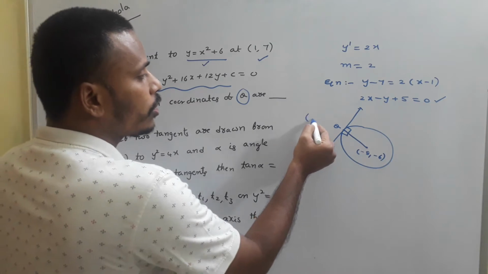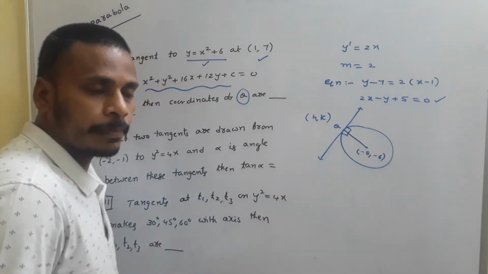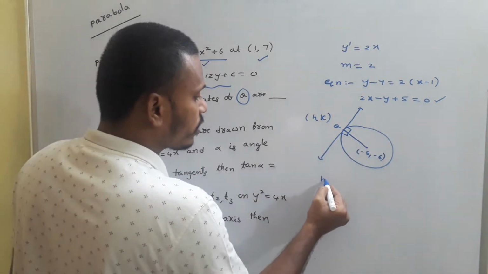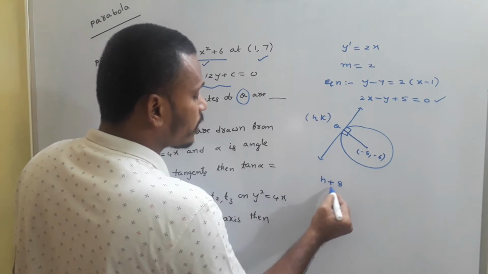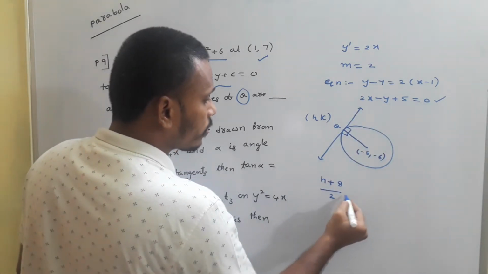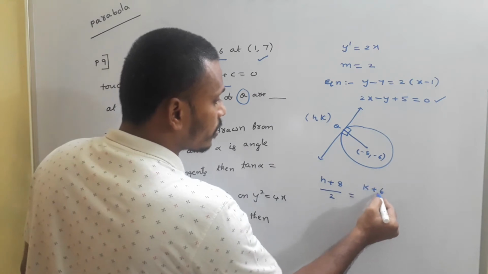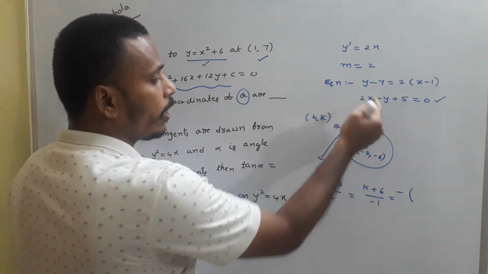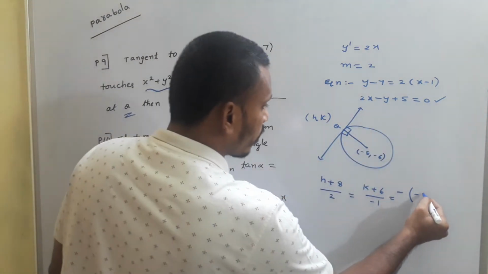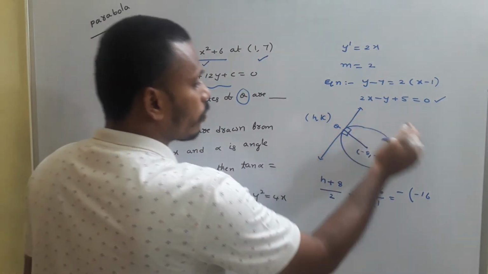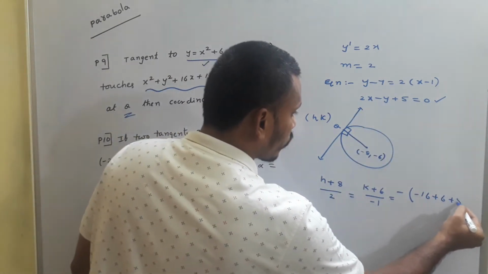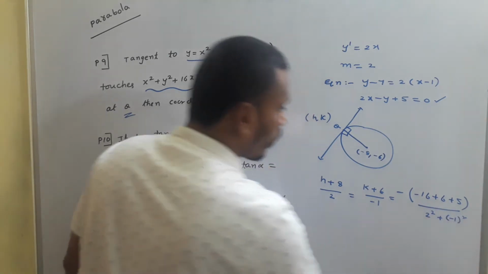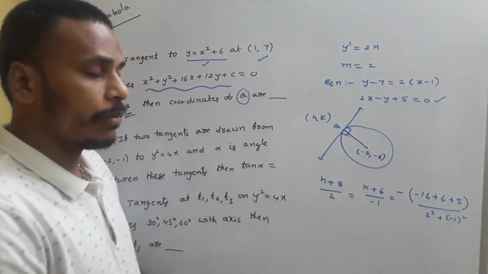Since we don't know q, initially let it be h comma k. Then use the foot of perpendicular concept of straight lines: h minus x1, that is h minus of minus 8, so h plus 8, divided by the coefficient of x, is equals to k plus 6 divided by minus 1, is equals to minus of, we need to substitute this point in the line: minus 8 in the place of x gives minus 16, minus 6 in the place of y, so plus 6, plus 5, divided by a square plus b square, which is 2 square plus minus 1 square. Then we go with the further simplification.